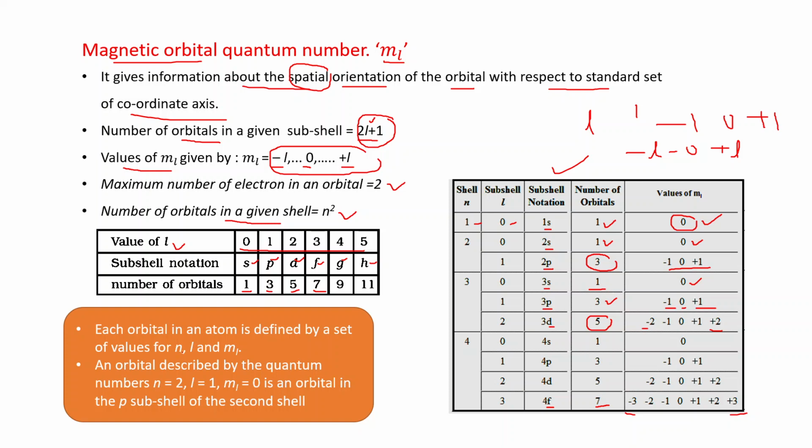Clear? Now again see, each orbital in an atom is defined by a set of values for n, l and ml. An orbital described by the quantum numbers n equal to 2, l equal to 1, ml equal to 0 is an orbital in the p subshell. It means if these values are given, we can identify which orbital it is and what the subshell and shell of that orbital are. You can see n is equal to 2, it means this orbital is present in the second shell, and l is equal to 1, that is, in the second shell this is present in the p subshell.